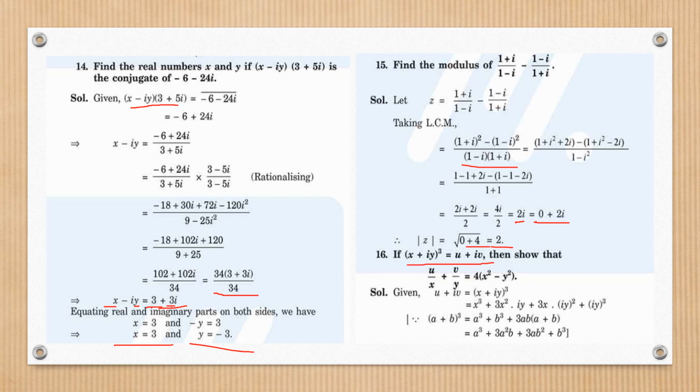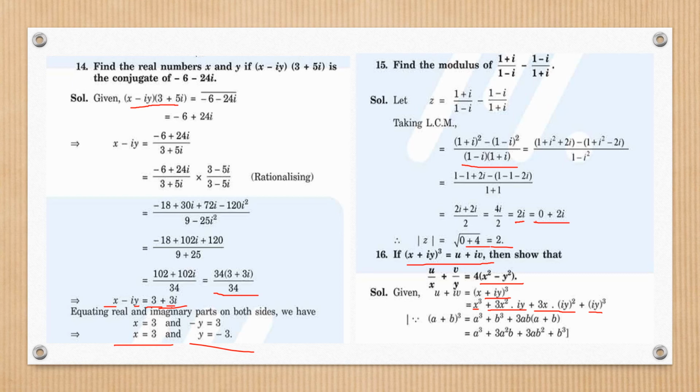Then show that u upon x plus v upon y equals 4 times (x square minus y square). Given u plus iota v is (x plus iota y) whole cube. So the formula for (a plus b) whole cube is a cube plus b cube plus 3a square b plus 3ab square. In this way we can open it like x cube plus 3x square iota y plus 3x (iota y) whole square plus (iota y) whole cube.